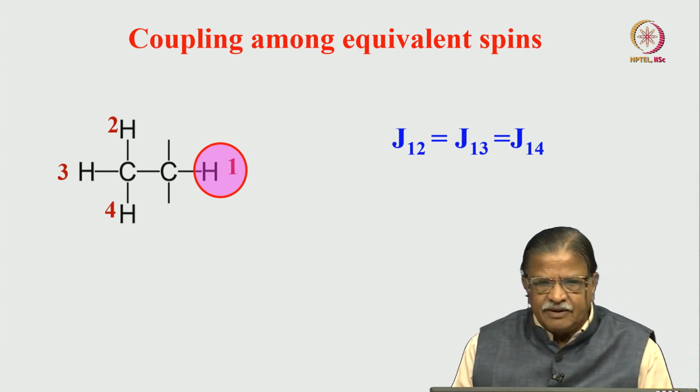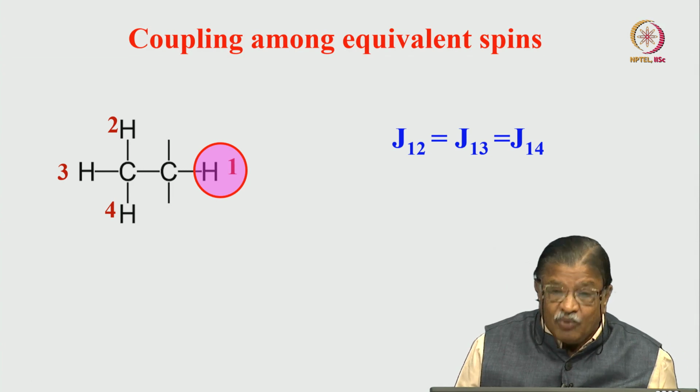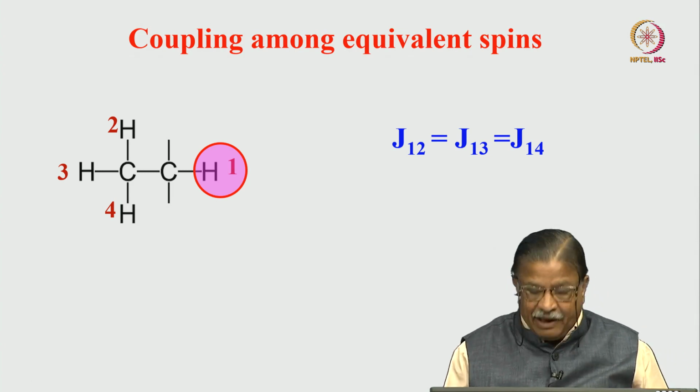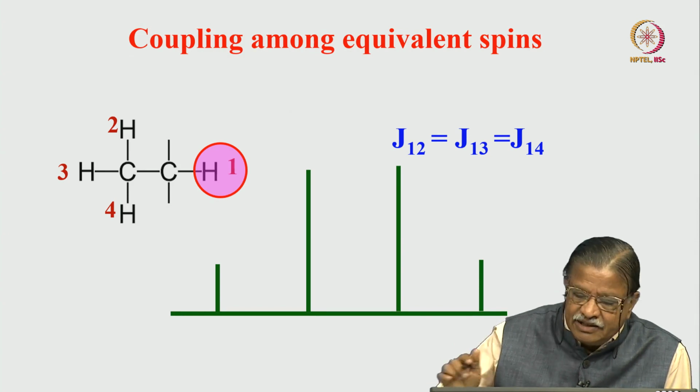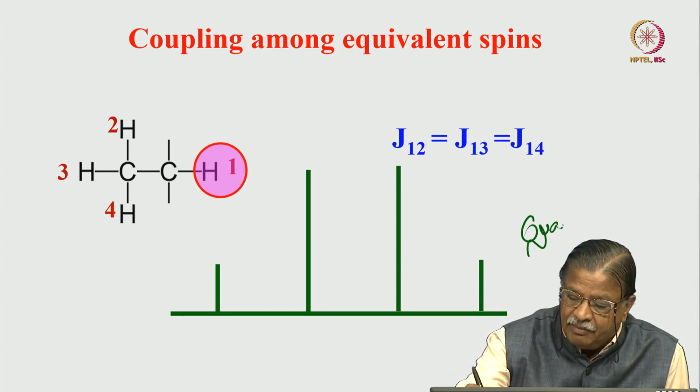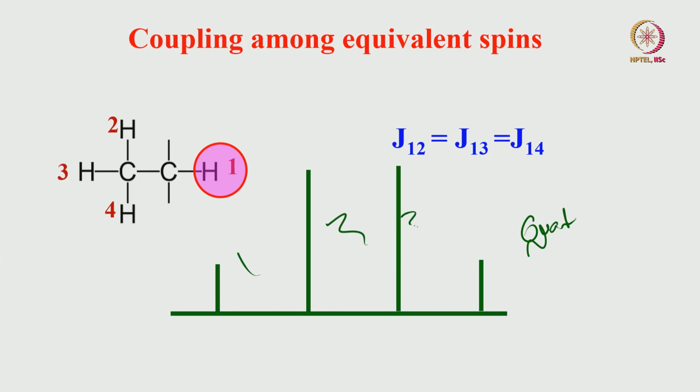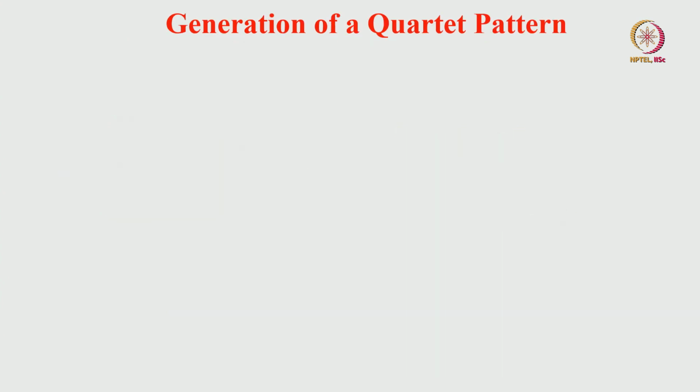Chemical shifts are also the same. Now I am looking at proton 1. What is the pattern I expect? 4 lines. How did I get 4 lines? This is called a quartet. In NMR, a quartet is a 1-3-3-1 intensity pattern. Okay, and this separation gives me the couplings.